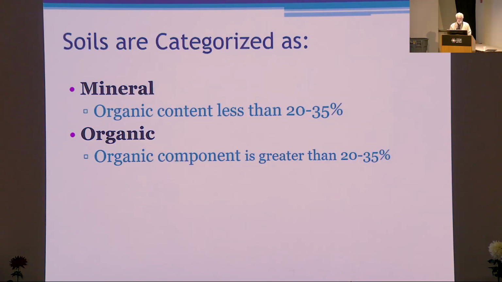Now, soils are generally categorized as either being mineral or organic. Minerals are generally the case if 20 to 30% is organic content, soil organic matter. And if it's over 20 to 35%, the soil is usually described as being organic. So oftentimes you'll see in your soil report that your soil is either mineral or organic, and this is what they're referring to.